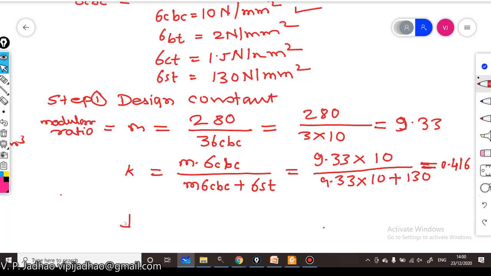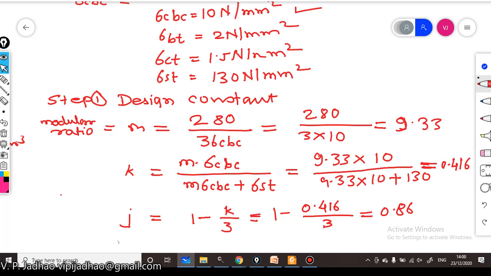Another design constant is j. This is given by j is equal to 1 minus k divided by 3. So this is equal to 1 minus the value of k we have calculated, 0.416, divided by 3. So we get the value of j is equal to 0.86.